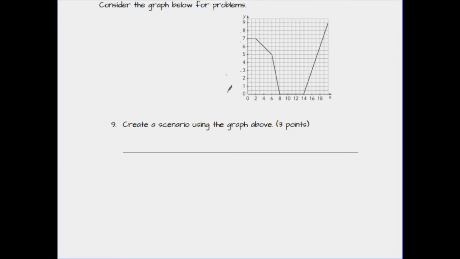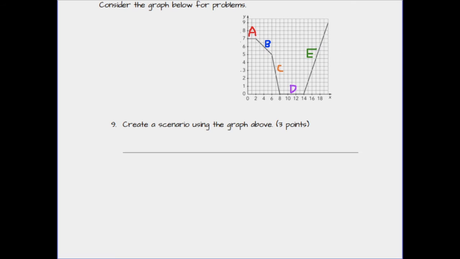All right, now it says consider this graph, create a scenario. My suggestion when you do a scenario is to always section off each part of this that's different. So this first slope here, this zero slope, we're going to call A, and then we're going to move around here, B, and then even though this is another negative slope here, it's different than B. So we're going to call this C, and then D, the zero slope at the bottom, and then finally E.